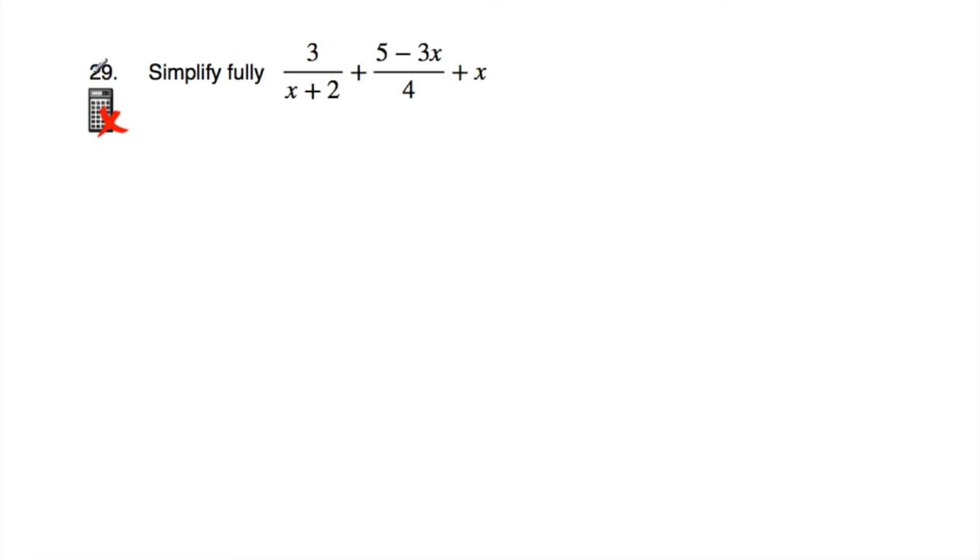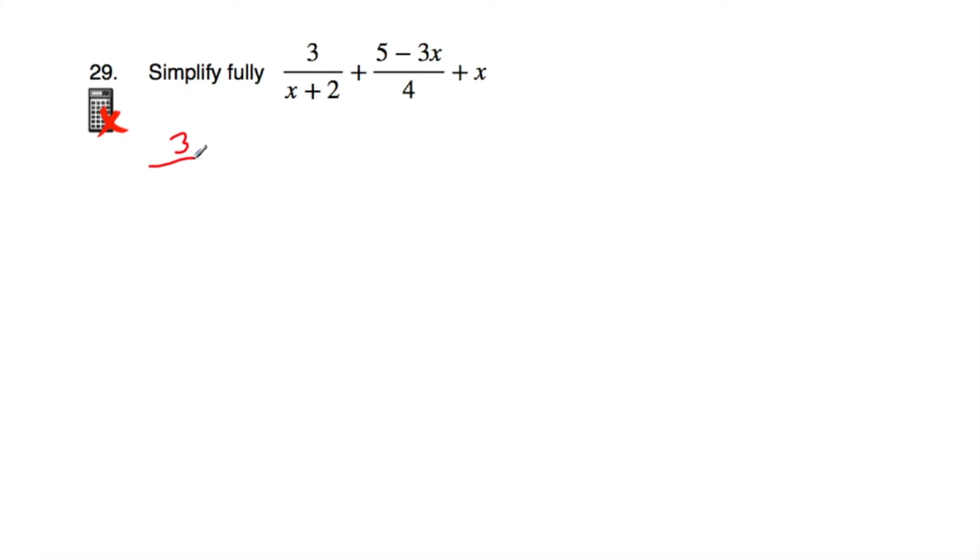Okay, let's have a look at question number 29. So question number 29 says simplify fully 3 over x plus 2 plus 5 minus 3x over 4 plus x. So we're adding together these algebraic fractions, and what we're going to want to do is get a common denominator for them.